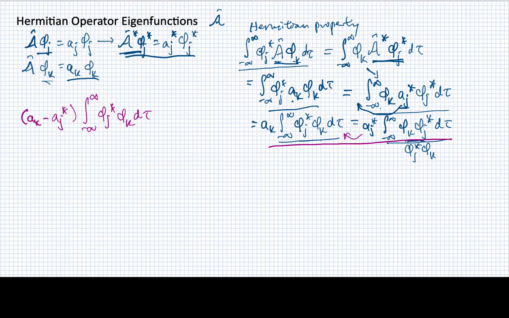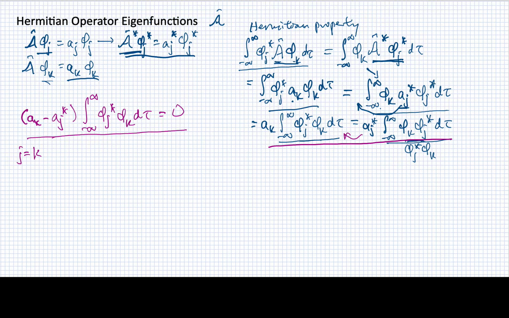And now I don't have anything left on the right hand side, so that's just equal to 0. So here is a special condition that I have, and I've got a couple of different ways to satisfy this condition. Let's consider a couple of special cases. Let's suppose that j is equal to k. So in other words, this is the same eigenfunction in both cases.